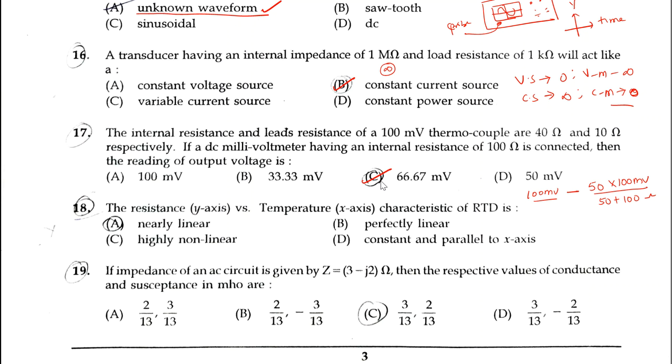Okay, next one. The resistance on the y-axis versus the temperature on the x-axis, the characteristic of an RTD is. So the characteristic of an RTD is almost linear. So the answer will be nearly linear.